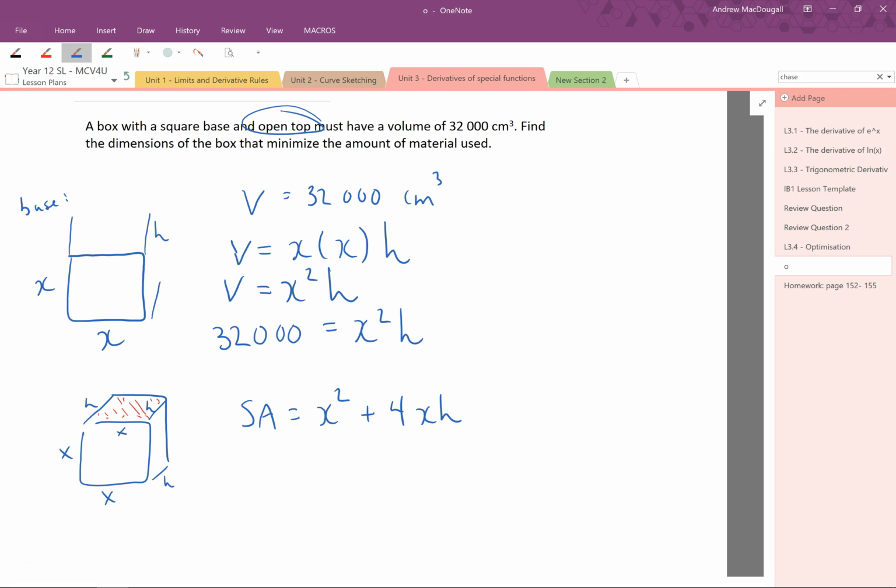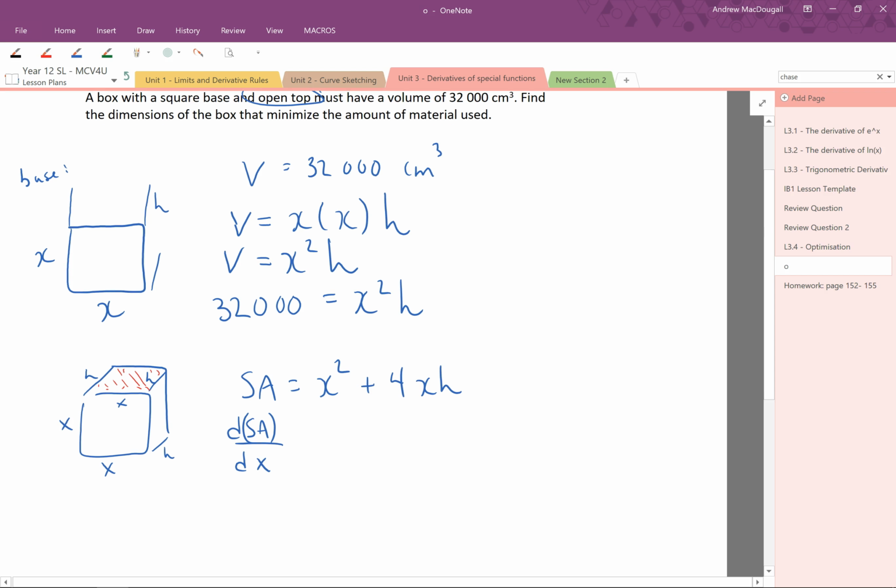Now, what we want is the minimum surface area. Remember, from the first term, we know that a function has a minimum when its derivative is 0. So what we would like to do is calculate the derivative of the surface area. Instead of dy dx, we have dSA dx because our y here is really our surface area. Now, the problem is we've got two variables on the right. We've got an x, and we've got an h. And really, we only have to do derivatives when we have one independent variable.